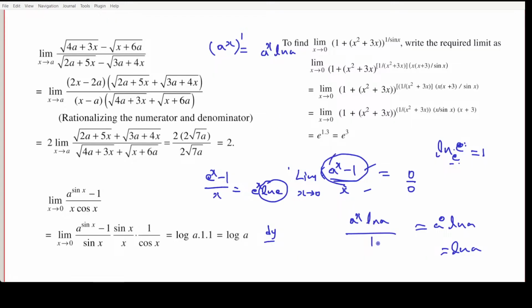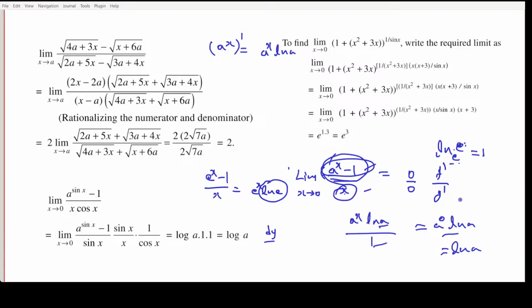We are differentiating numerator and denominator separately. Basically, we are using L'Hôpital's rule, f dash by g dash. Here f is this and g is this. F dash by g dash, that's why we got this, and then we are substituting. This time we can substitute because there are no zeros in the denominator.